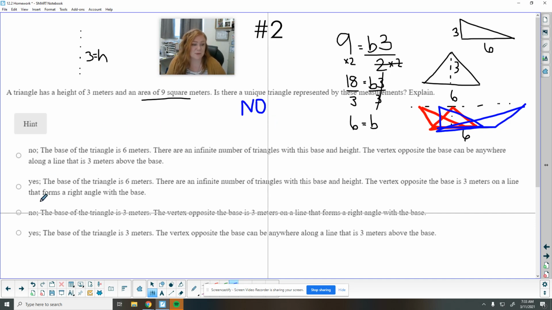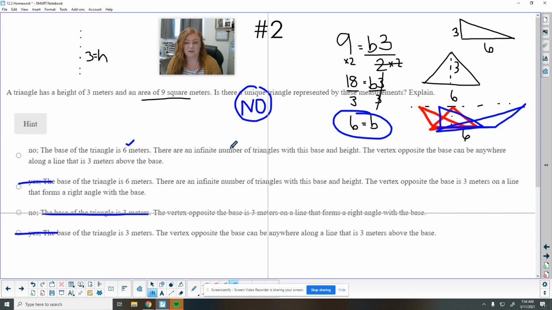So we're definitely saying no, there is not a unique triangle. So this one's gone, this one's gone. Our answer is no. So why are we saying no? The base of the triangle is 6 meters. That sounds true. This says the base of the triangle is 3. Well, that's not true. We know the base is 6 because we figured that out here.